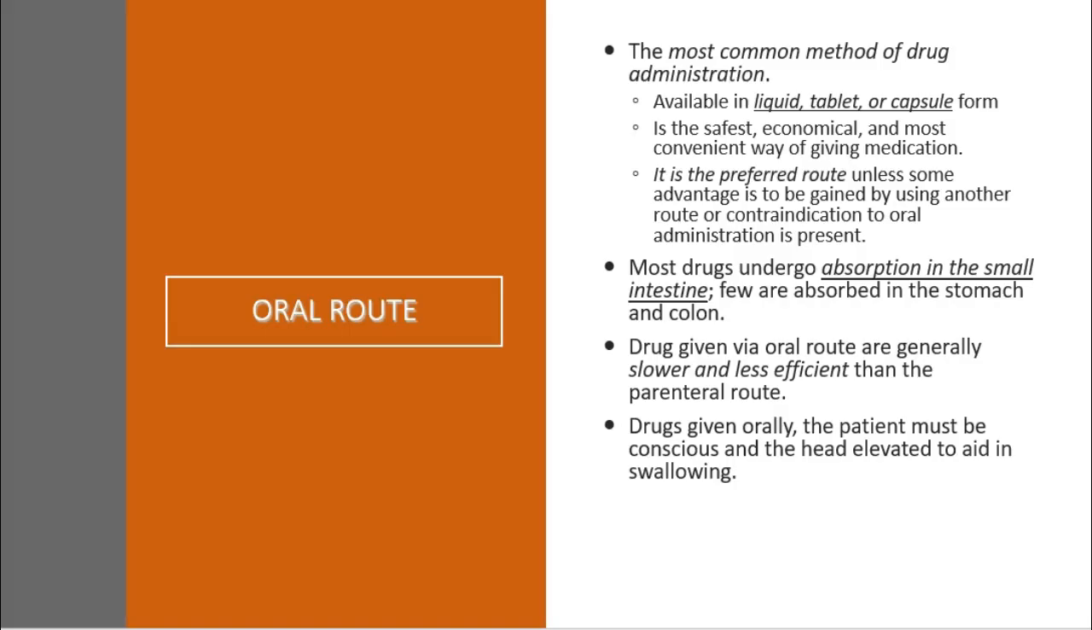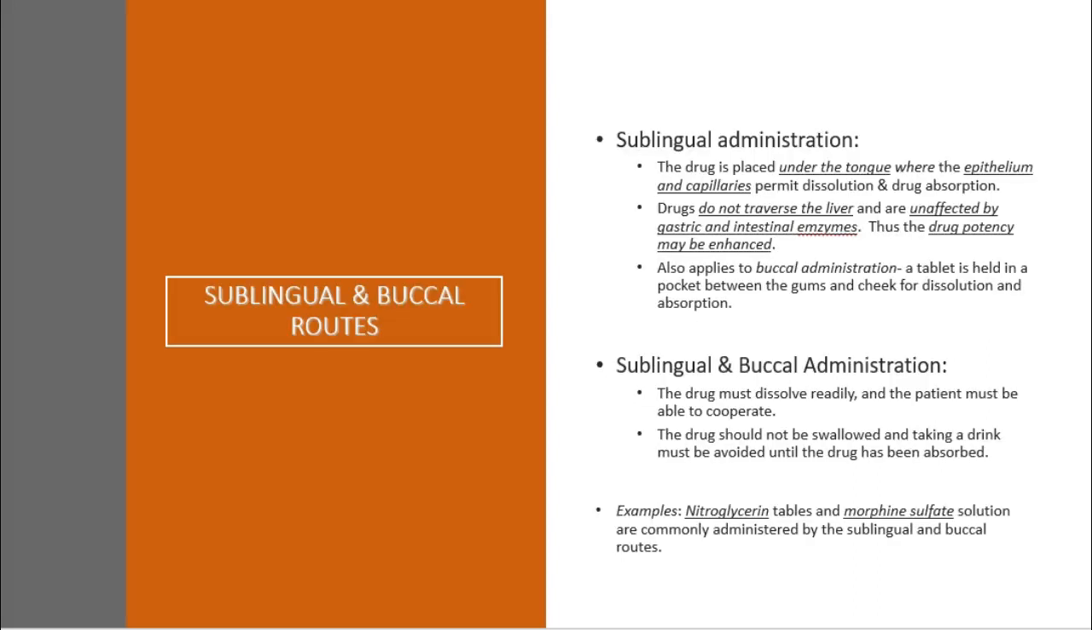All right, the oral route is the most common method of drug administration. It's available in liquid, tablet, and capsules. It's the safest and most economical way, and it's usually absorbed in the small intestines. Drugs given via the oral route are generally slower and less effective than the parenteral route. For drugs given orally, the patient must be conscious and the head elevated to aid in swallowing.